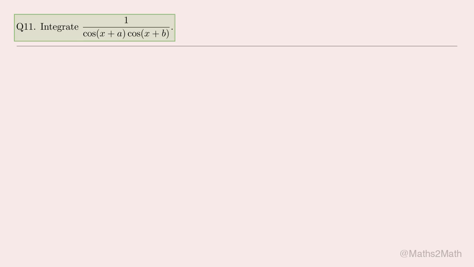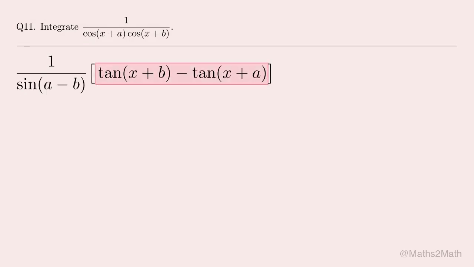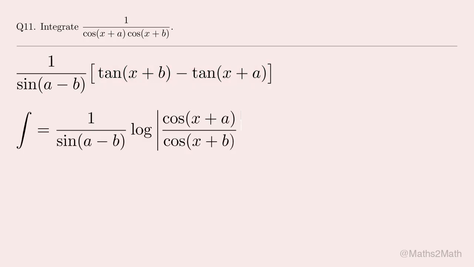Question 11. The two-shifted cosine trick with plus signs. Multiply by sine of a minus b. Expanding sine of the difference of the two angles splits the fraction into two tangents. Integrate to the log ratio of cosines.